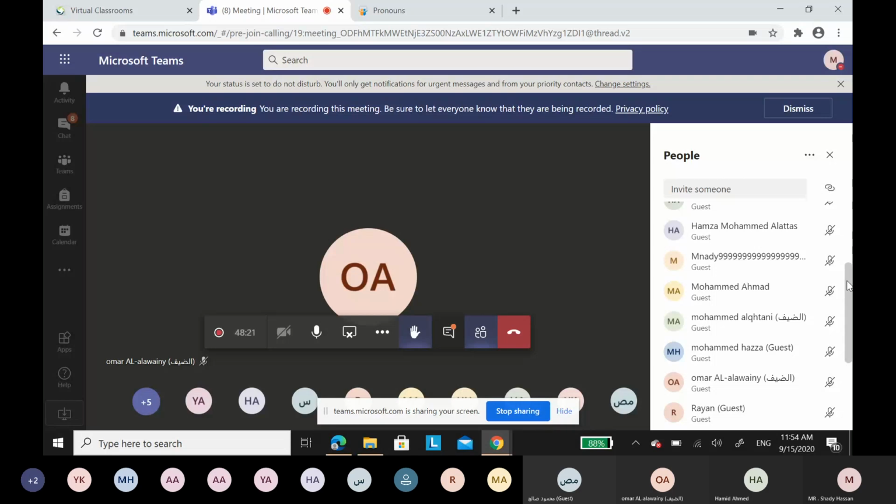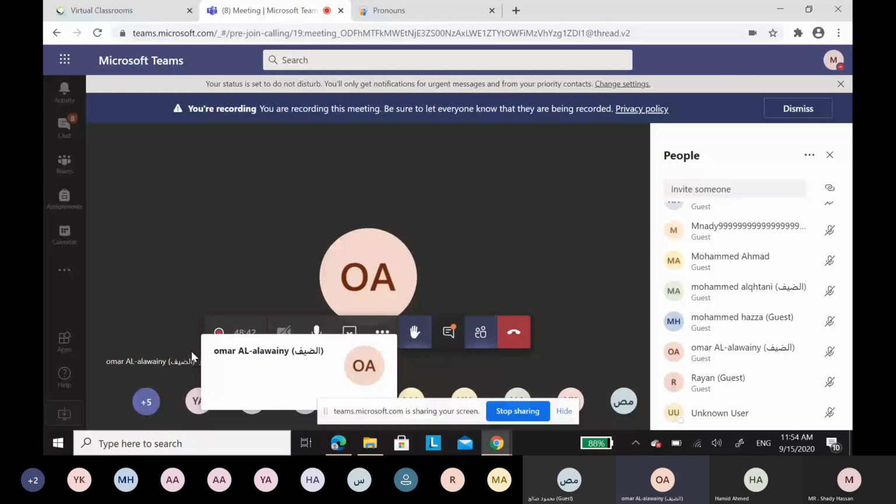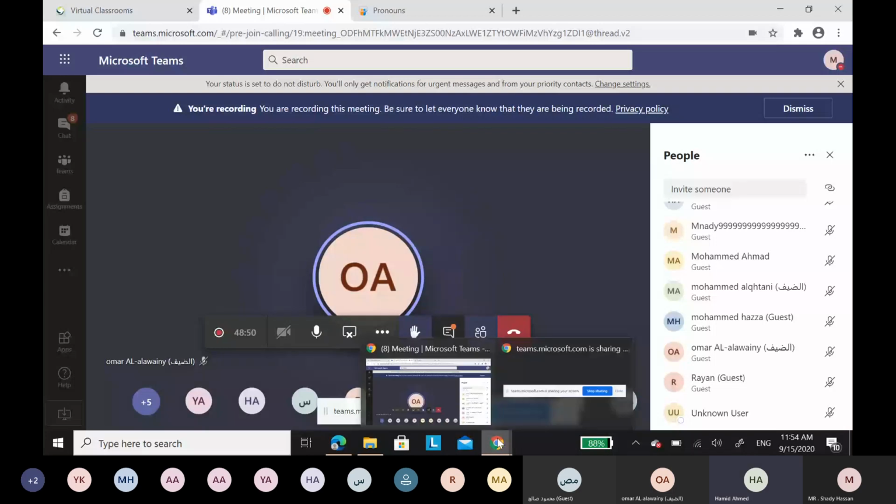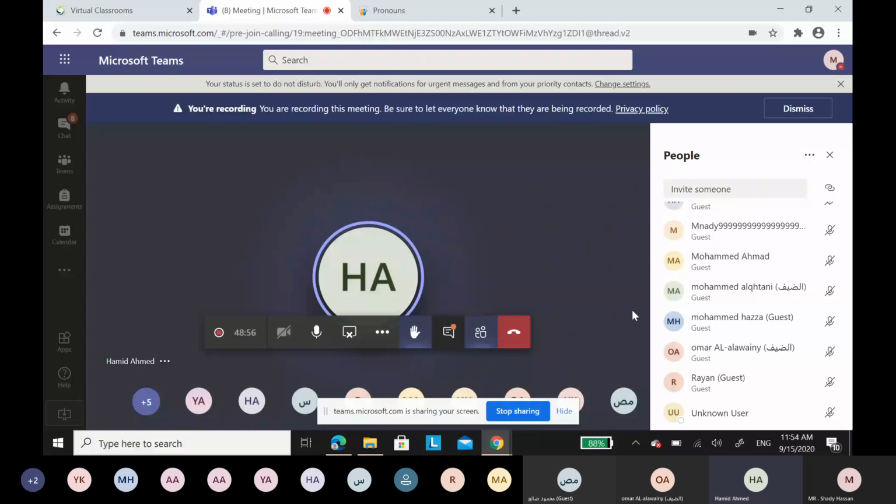You have the symbol of the hand. This is how to raise your hand. So please raise your hand if you know the answer. You're going to find the symbol of your hand. Yes, Omar raised his hand. Omar Al-Awani, go ahead. Okay, I'm showing the questions on the screen. Okay. Rayyan said his mic is broken. He can't speak. Okay, got it.